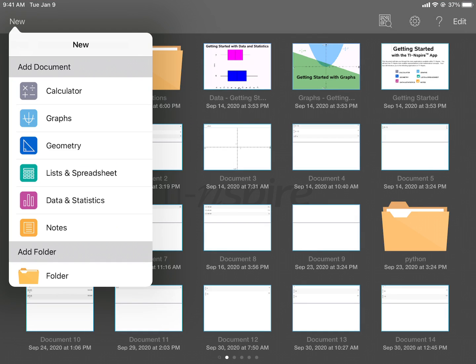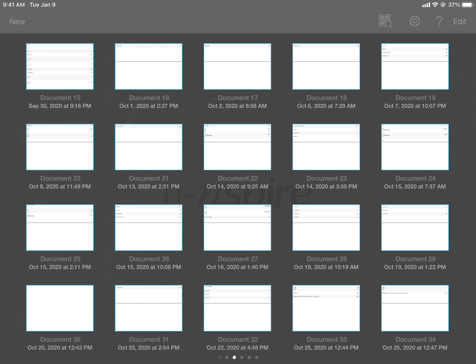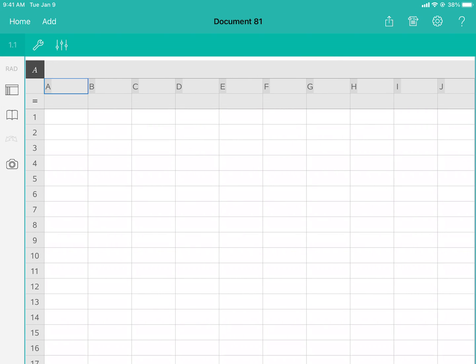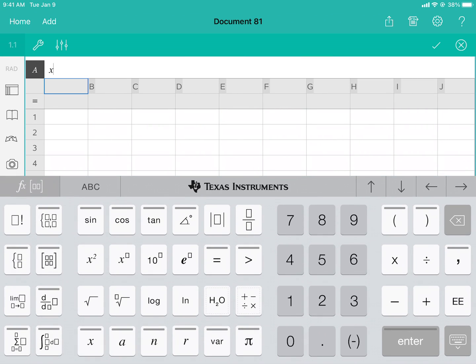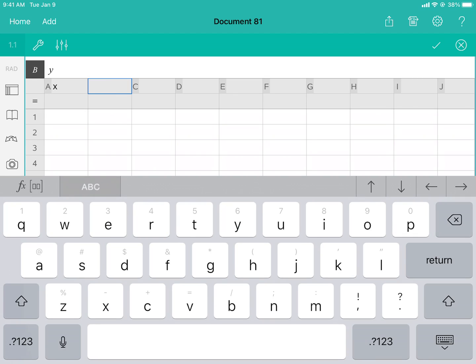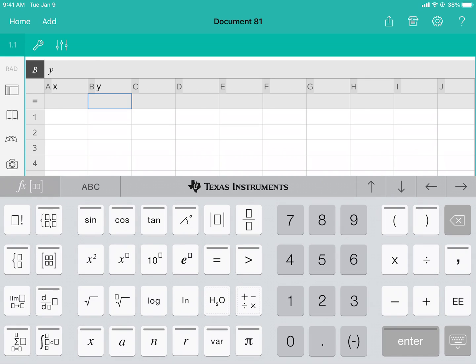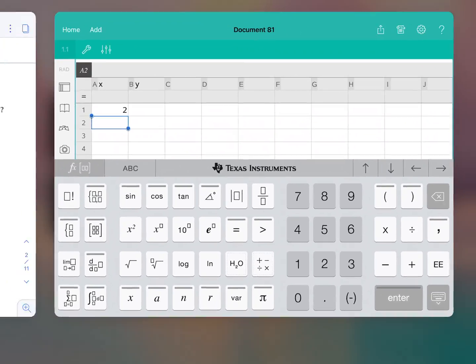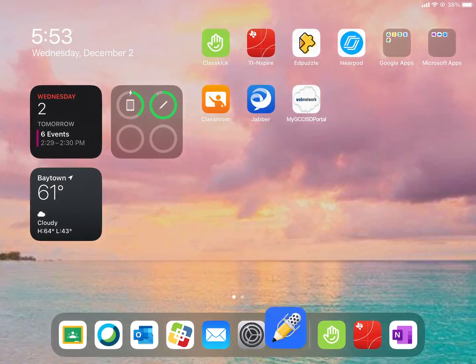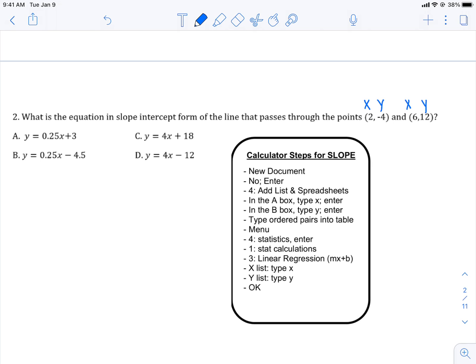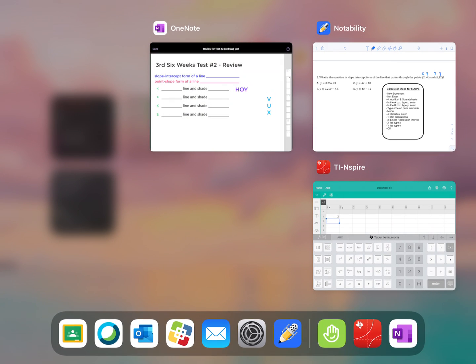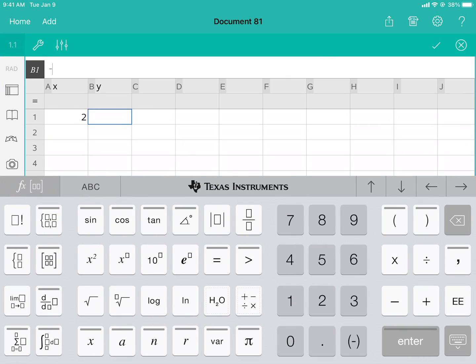We go to New, Lists and Spreadsheets. We go up here, we double tap, x, y, and then I had 2, I already forgot the points. Let's look at it. 2, -4, and 6, 12. So 2, -4, 6, and 12.